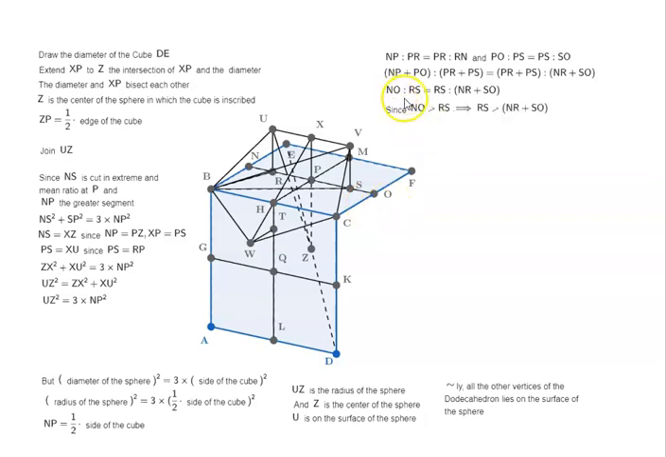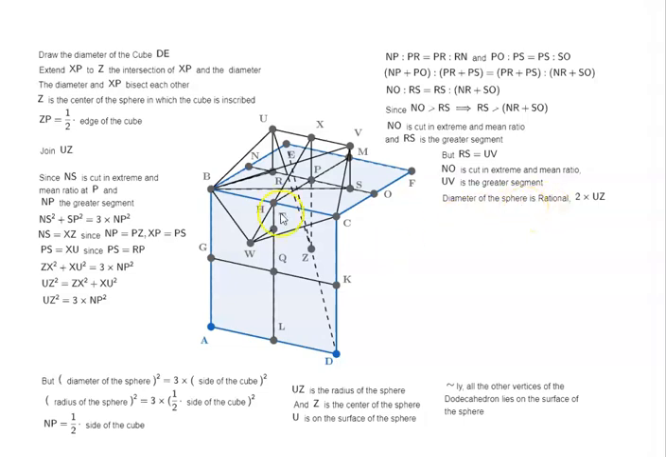Now, since NO is greater than RS, it implies RS is also greater than NR plus SO. NO is cut in extreme and mean ratio and RS is the greater segment. But we know that RS is equal to UV. So we can say NO is cut in extreme and mean ratio and UV is the greater segment. Diameter of the sphere is rational. The diameter is nothing but 2 times UZ, because UZ is the radius of the sphere.